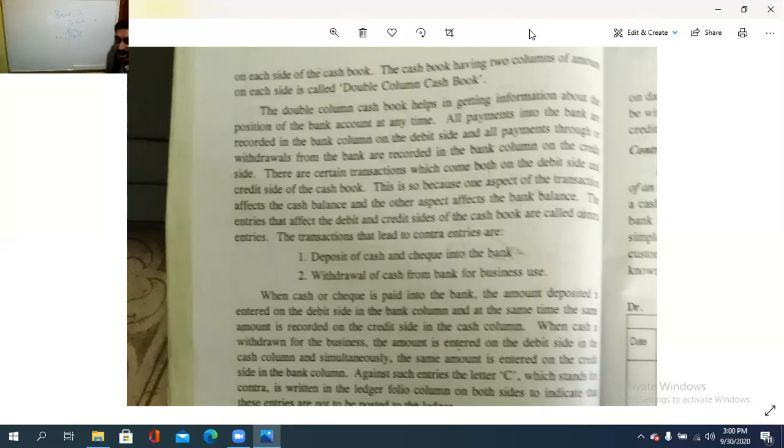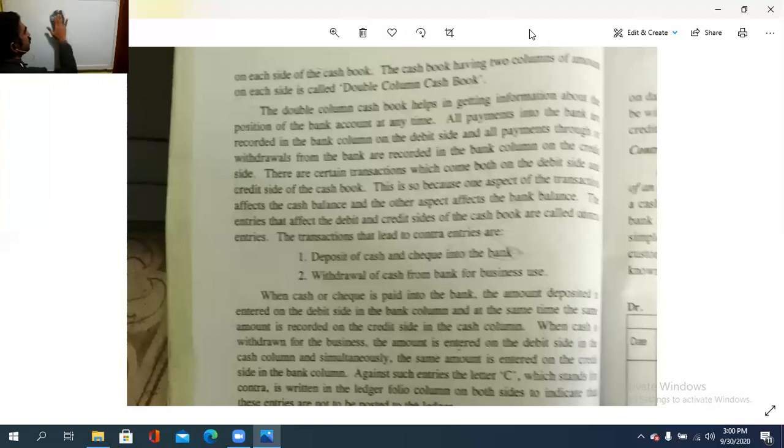So that is the case. See, the entries that affect the debit side as well as the credit side of the cash book are called contra entries. The transactions that lead to contra entries are deposit of cash and checks into the bank, and withdrawal of cash from the bank for business use, not for personal use, only for business use.